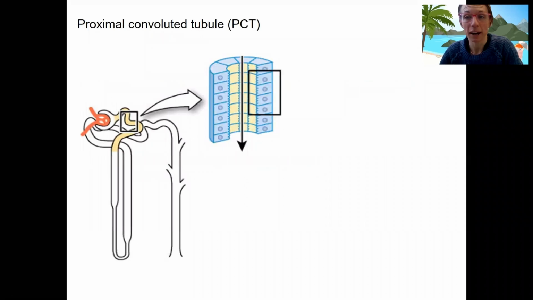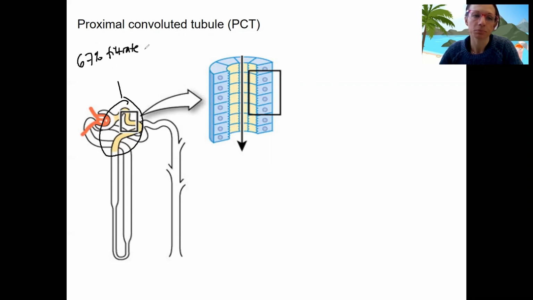Going to talk about what happens in the proximal convoluted tubule, the PCT, which is this first region of the nephron after filtration has occurred. And this is where about 67% of all our filtrate is reabsorbed. Almost 100%, so 99 or so percent, of the nutrients, so glucose, amino acids, etc. So a lot of reabsorption occurs, right? We're going to have a little bit of secretion as well.